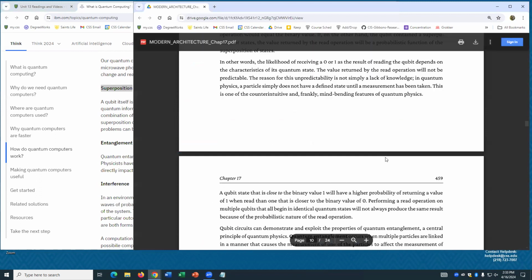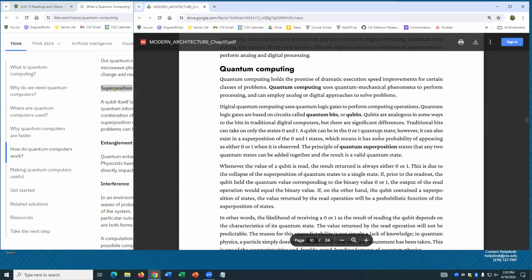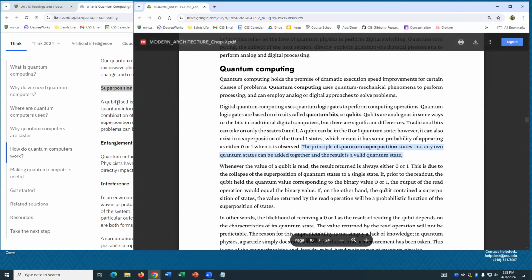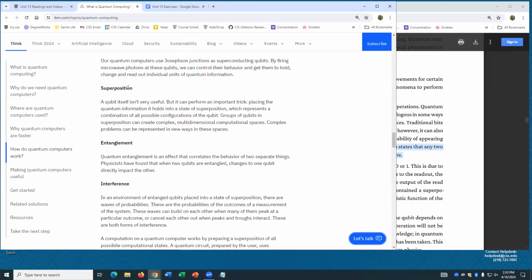I thought this had superposition in it too. Yeah. So the principle of superposition states that any two quantum states can be added together and the result is a valid quantum state. So not only can we have these qubits in a state, but we can take them and put them together, and together they make an even more complicated quantum state.